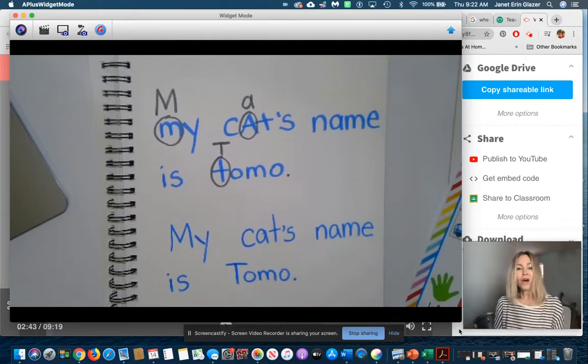Okay, so hopefully this is helpful. I will attach all the resources and go through your work and try with your writing to use capital letters only at the beginning of a sentence or the beginning of a name.